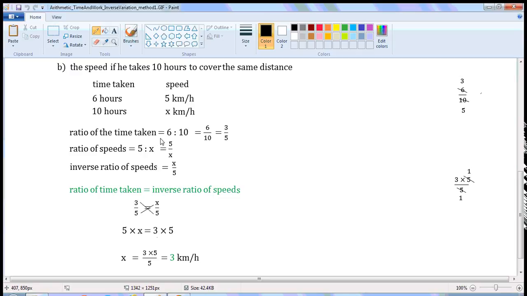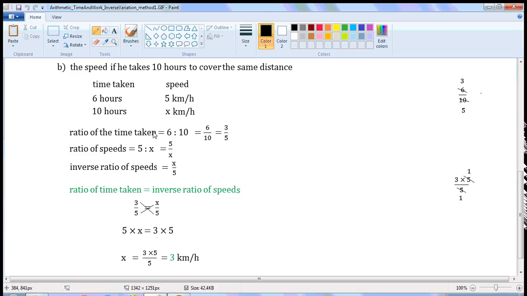Ratio of the time taken is equal to 6 is to 10, or we can write it as 6 by 10. Let us simplify this in the rough work. Common factor of 6 and 10 is 2. Divide both of them with common factor. When we divide 6 with 2, we get 3. When we divide 10 with 2, we get 5. The values left are 3 by 5. Ratio of the time taken is equal to 3 by 5.